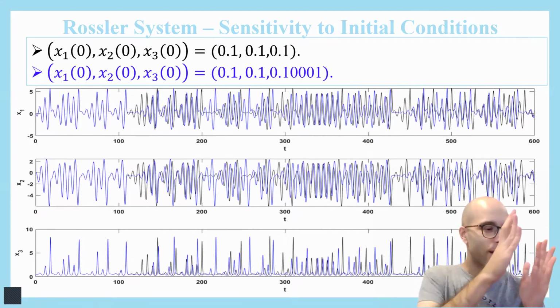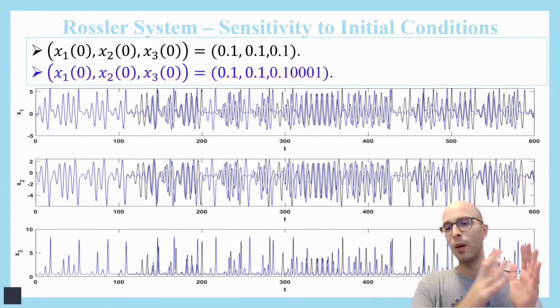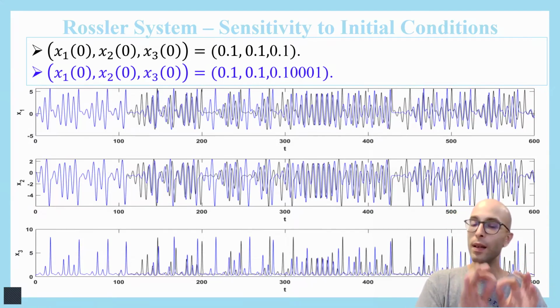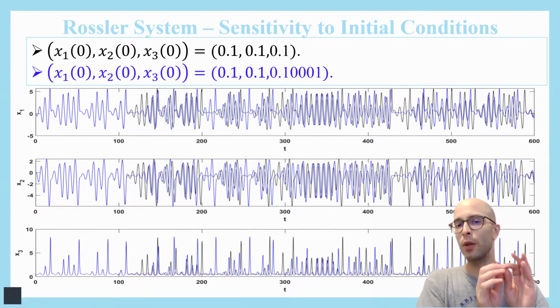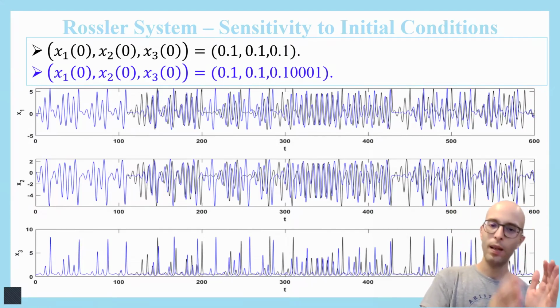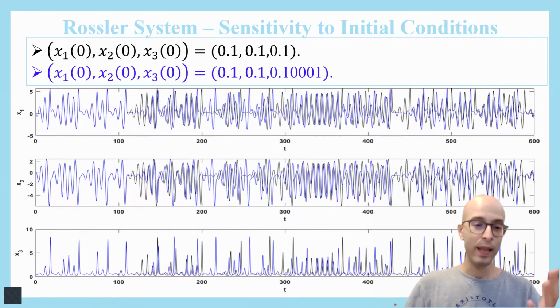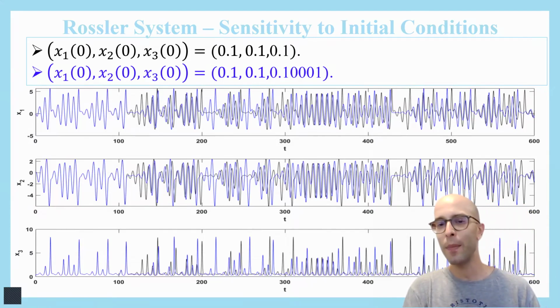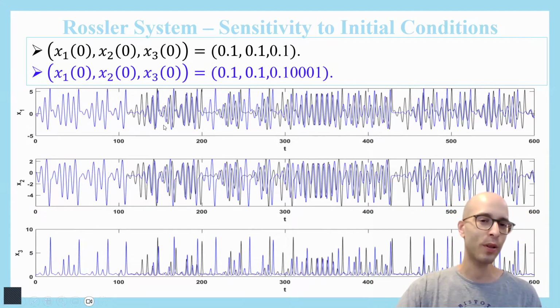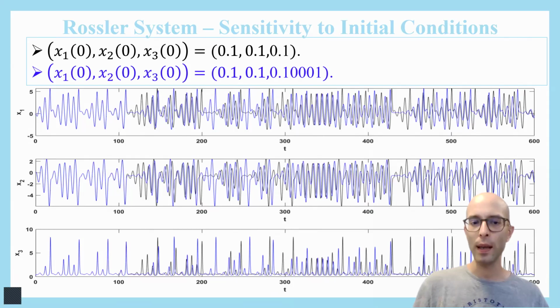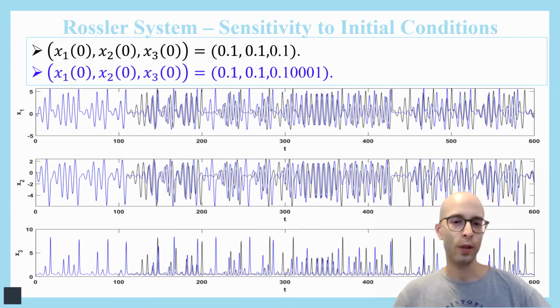But what happens? Slowly, over time, this minuscule difference in the initial conditions starts to become larger and larger until eventually, here around 100 seconds, the two trajectories begin to diverge from each other. And after 105 seconds, they become completely different. So after 100 seconds, all three states become completely different from one another.